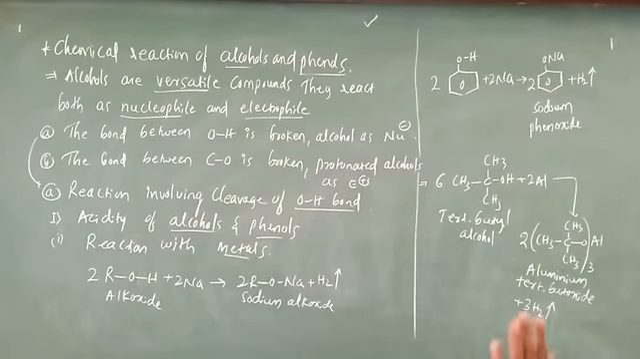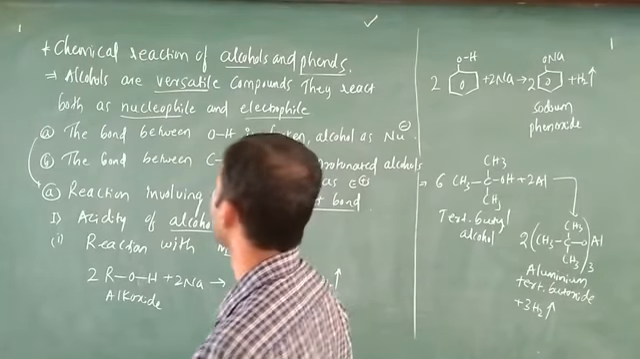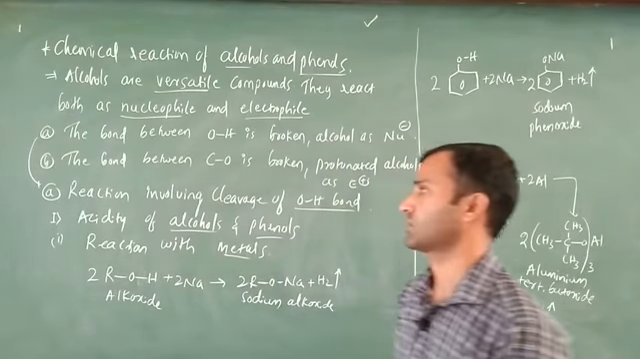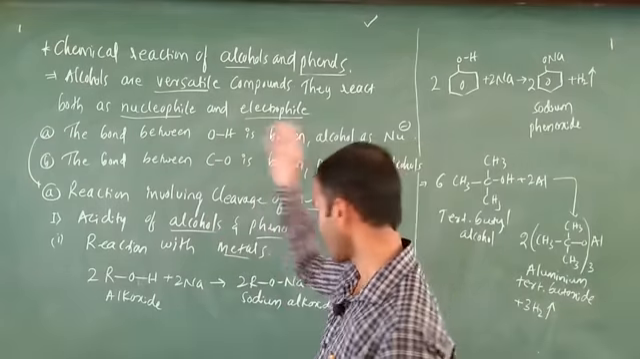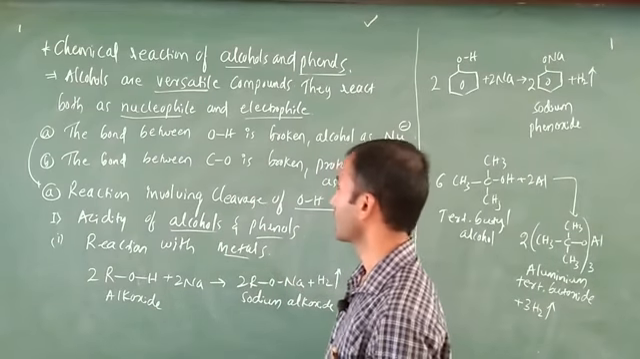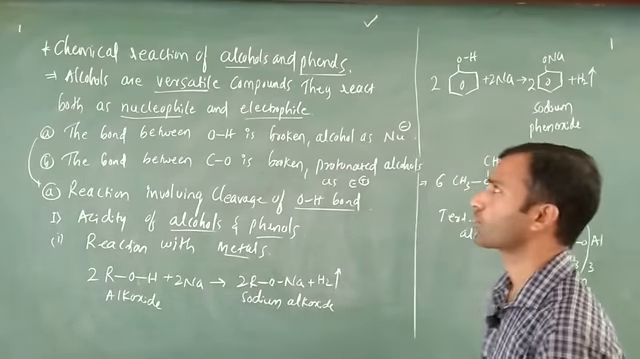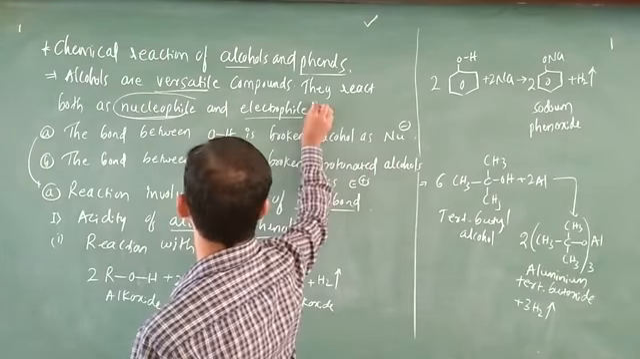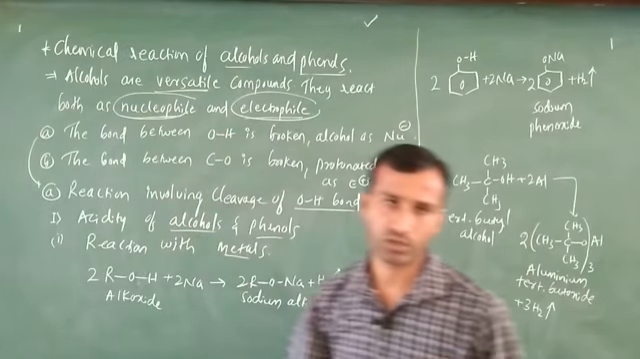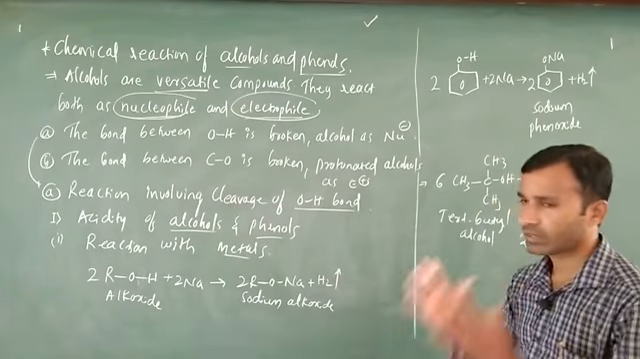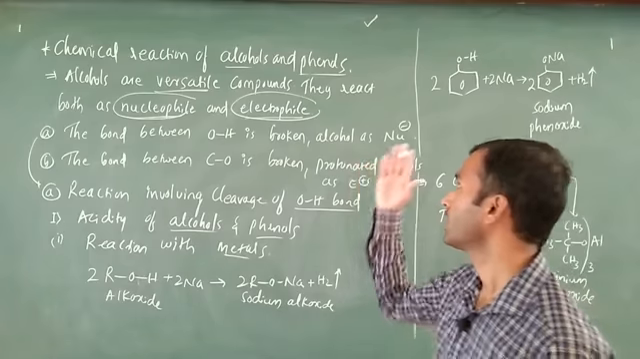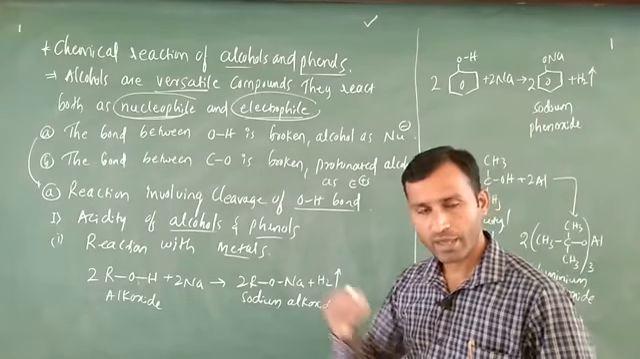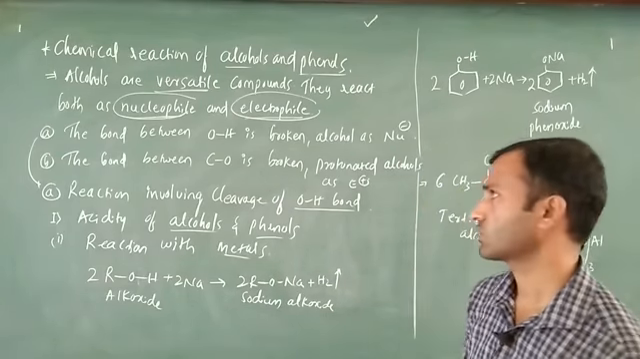Okay friends, physical properties completed. The next one is the chemical reactions of alcohols and phenols. In this case, alcohols are versatile compounds. They react both as a nucleophile as well as an electrophile. This is important. That is why alcohol behaves as both a nucleophile as well as an electrophile.